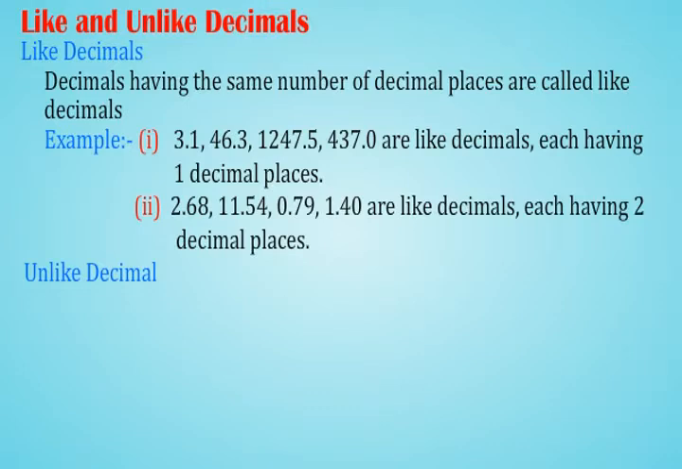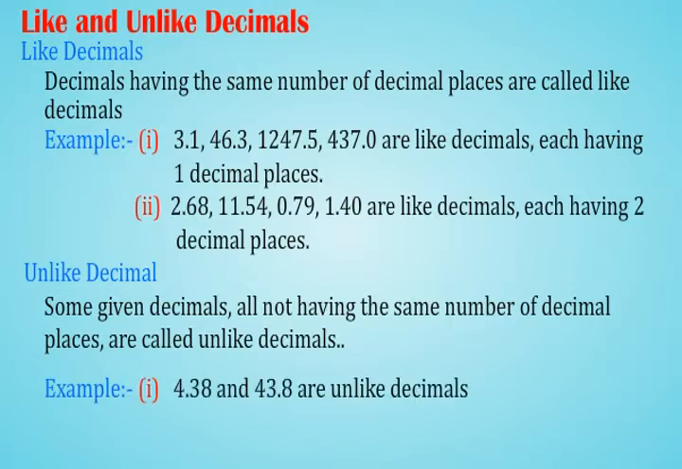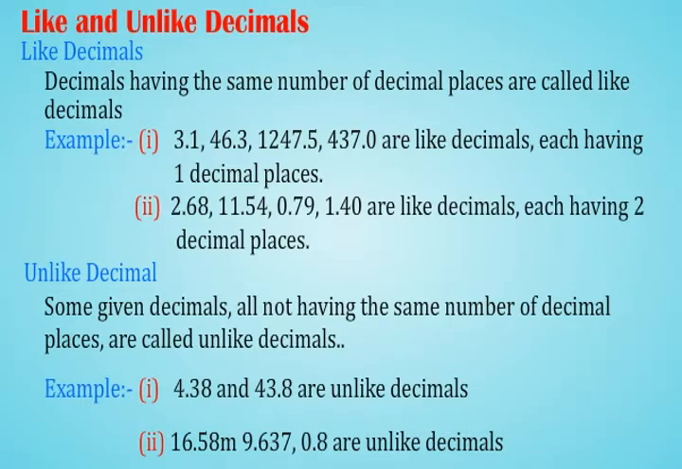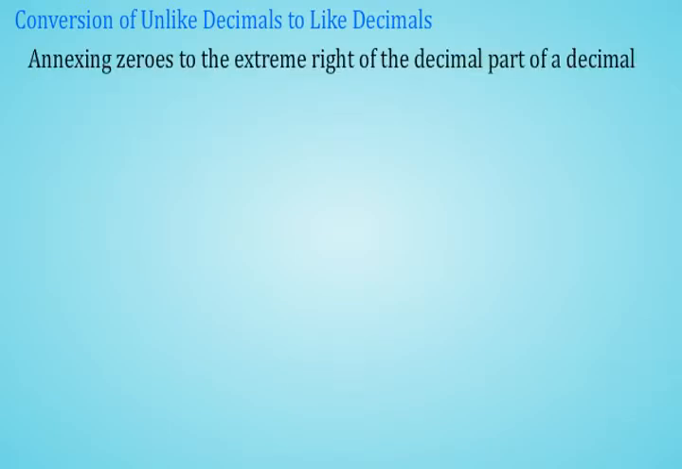Unlike decimals: some given decimals not having the same number of decimal places are called unlike decimals. Example 1. 4.38 and 43.8 are unlike decimals. 2. 16.58, 9.637, 0.8 are unlike decimals. Conversion of unlike decimals to like decimals.